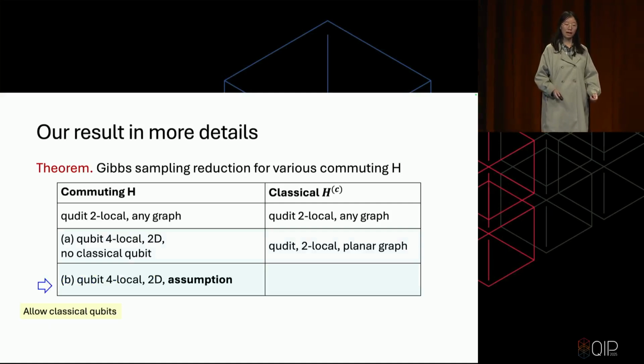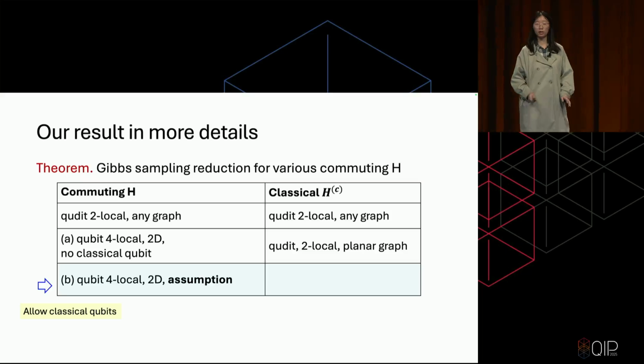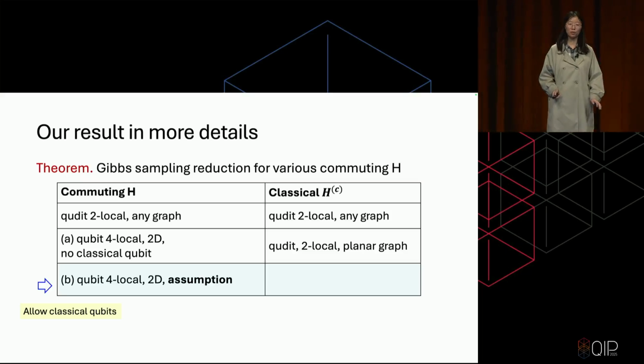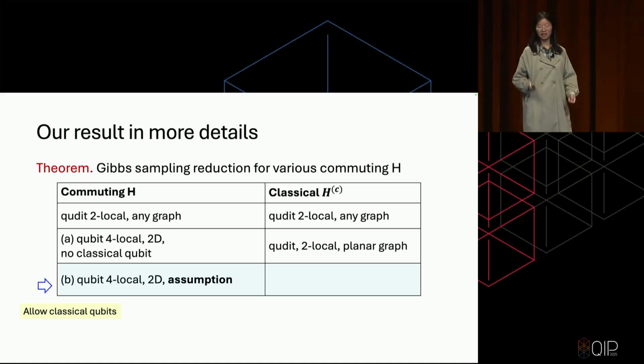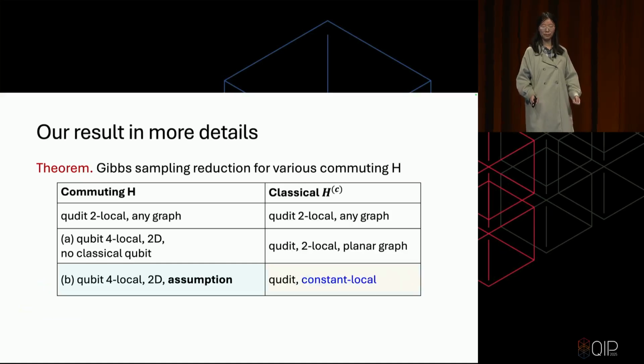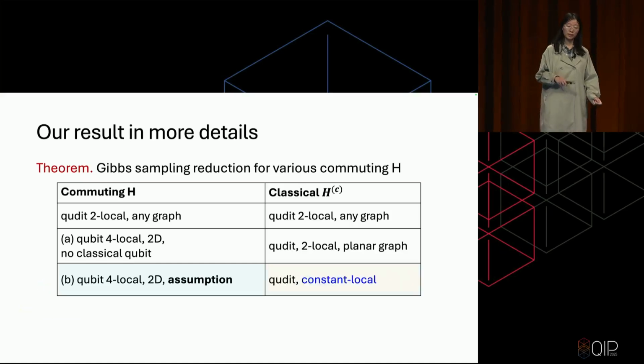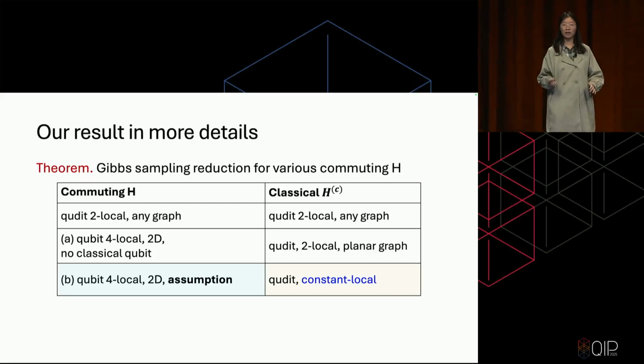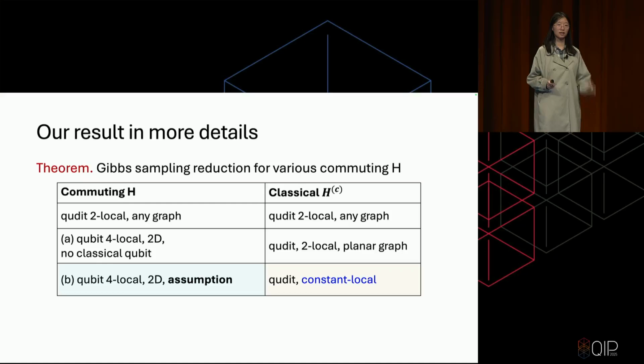If we allow classical qubits, the situation becomes more tricky. We need to make some more assumptions, which I won't explain in detail. I just want to mention the form of the classical Hamiltonian. Since we allow classical qubits, we also pay another cost. We begin from four-local on a 2D lattice, but our final classical Hamiltonian is constant-local, so we pay a cost of increased locality.